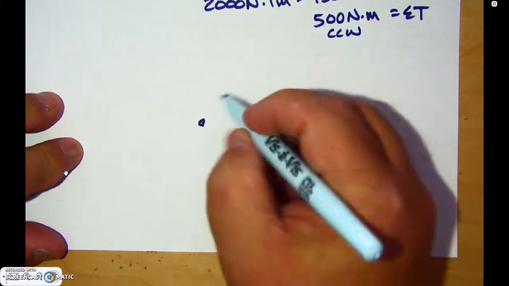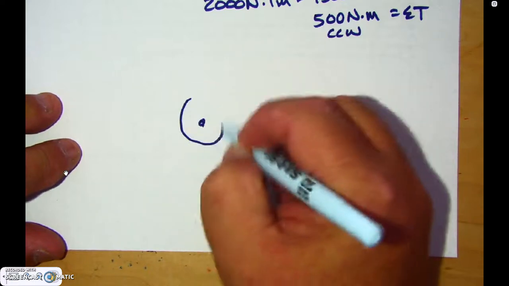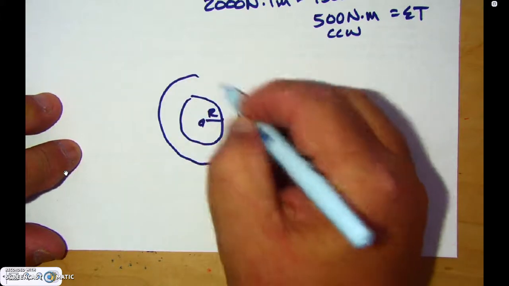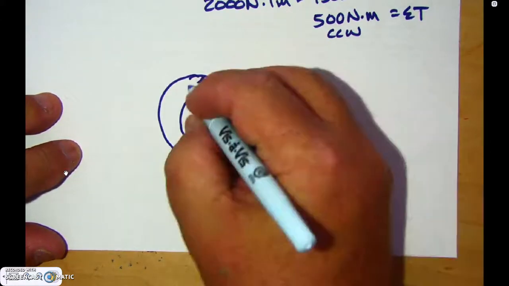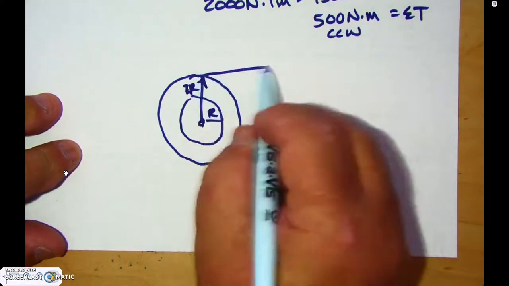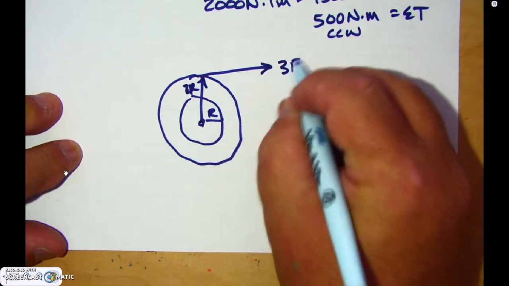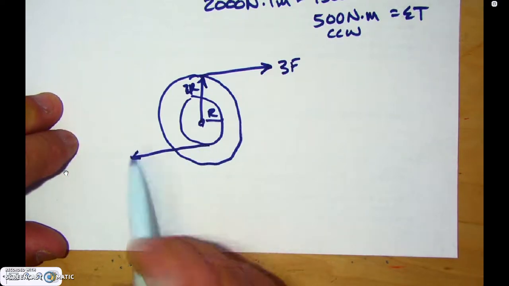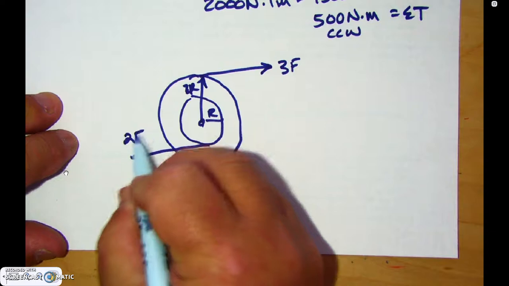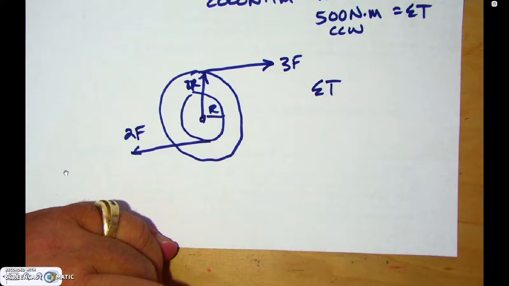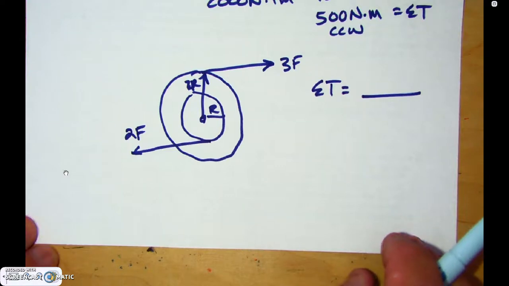Now let's go to a wheel, since that seemed to cause a little bit more difficulty, and let's do this. That's R. That's 2R. And I'm going to pull it that way with a force of 3F. And I'm going to pull this way with a force of 2F. And I want to find the net torque equals my unknown.